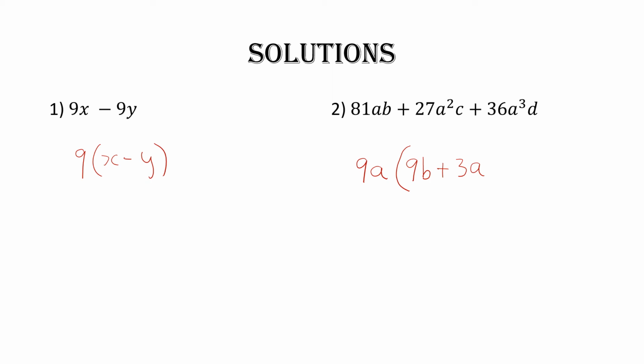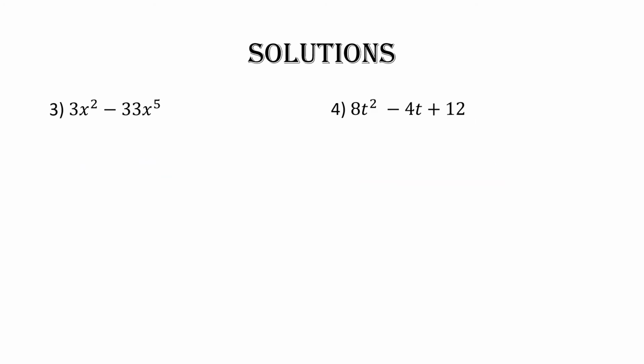And the C just comes out. Nothing to cancel out the C, so we just bring it back as it is. And plus, 9 into 36, we have 4. A into A cube, we have A squared. And nothing to deal with D, so the D just comes down like that. And that should be our answer. I trust you got that too.